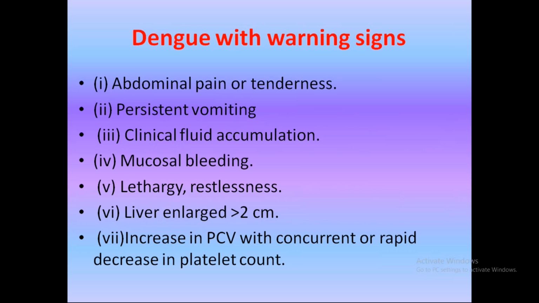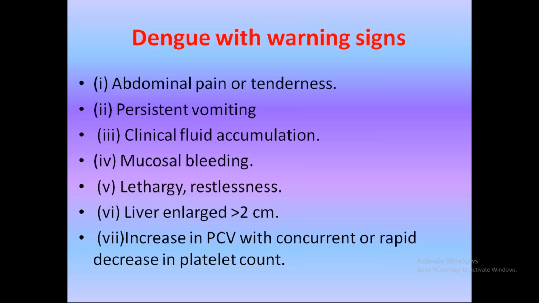Coming to the warning signs, WHO classifies dengue fever into probable dengue, laboratory confirmed dengue, dengue with warning signs, and severe dengue fever. So when do you say dengue with warning signs? If these signs are present: abdominal pain or tenderness, persistent vomiting, clinical fluid accumulation like ascites or pleural effusion, mucosal bleeding like gum bleeds or GI bleeds. The child is lethargic and restless, that indicates CNS involvement, encephalitis. Liver enlargement more than 2 centimeters than normal, and increase in packed cell volume with concurrent rapid decrease in platelet count.